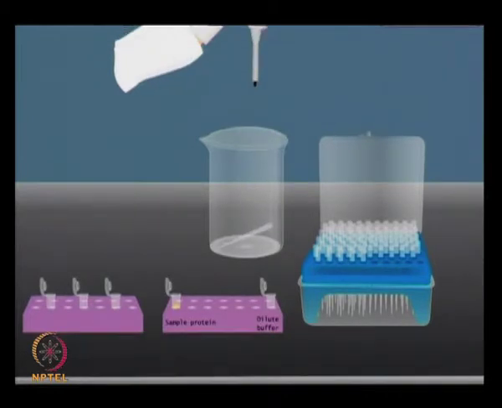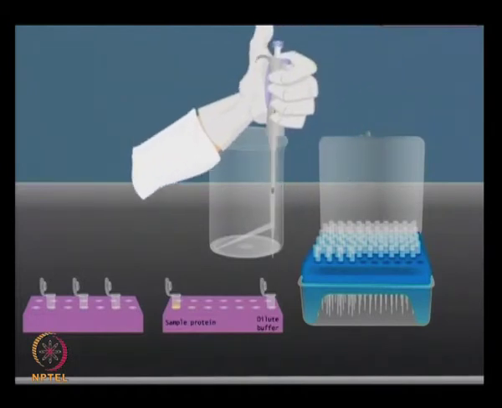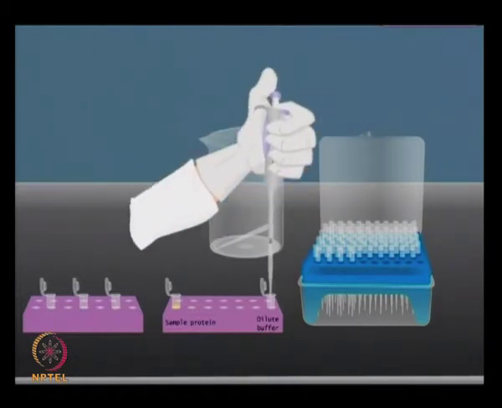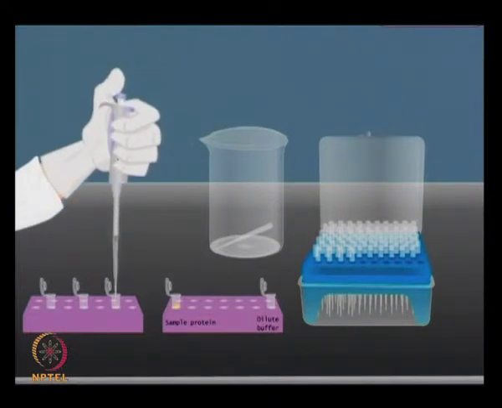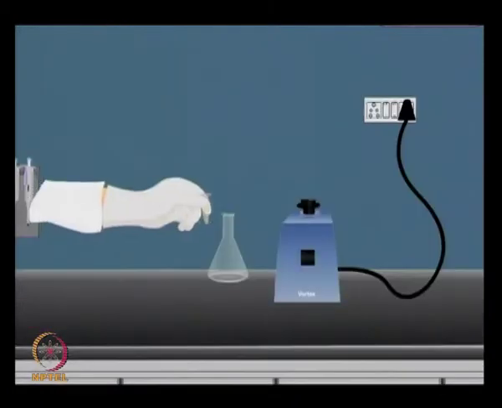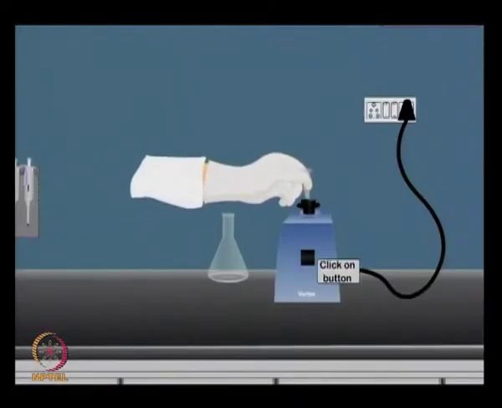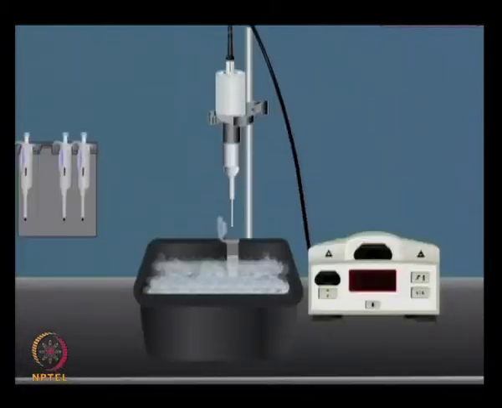Sonicate the serum to break down any large protein complexes. Serum contains several proteins in a wide range of concentrations, of which albumin and immunoglobulin G are the most abundant ones. The presence of such high abundance proteins can interfere with the experiment. Therefore, we need to remove these high abundant proteins.